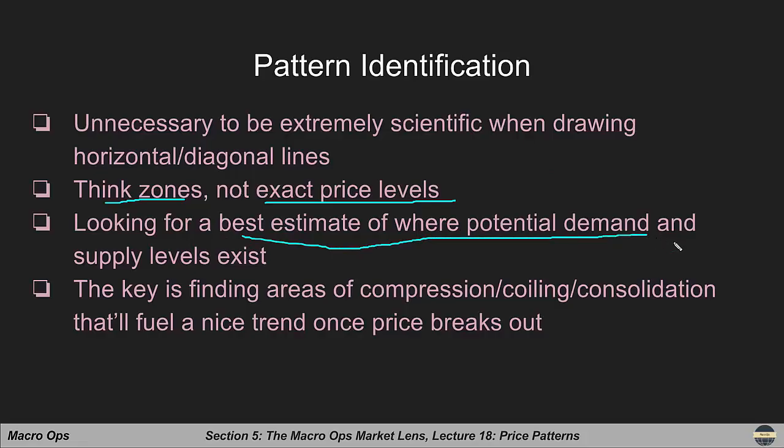So the key really with this whole thing, there's nothing magical here. It's to find areas of compression, coiling, and consolidation that will fuel a nice trend once price breaks out of that compression, coiling, and consolidation. So now you can kind of see where this is coming full circle. We talked about this natural ebb and flow from the compression, coiling, consolidation to the trend, and that's all we're trying to identify. We're not trying to find a magic pattern on a chart.